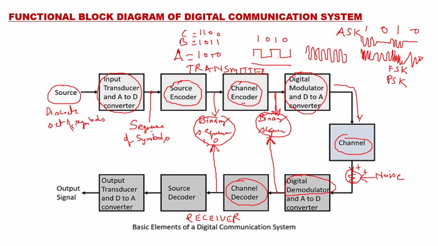Then you have the source decoder, which converts the binary output of the channel decoder into the symbol sequence. This gives back the original symbol sequence. Then you have your output transducer and output signal, where the destination part comes. The symbol sequence is further given to the respective destination, where the electrical signal is converted to its original signal.